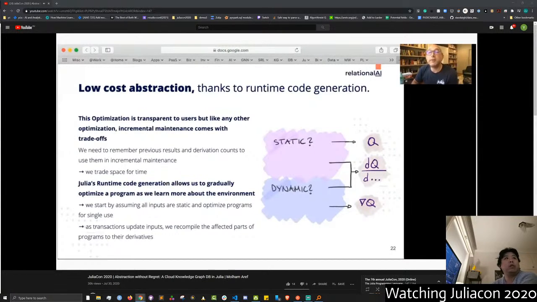Ideally, we don't want the user to have to worry about these trade-offs, and users shouldn't need to know anything about incremental maintenance other than it just works. And Julia helps us with this because it makes it easier to gradually optimize the program as we learn more about how it's being used. So we start off by assuming that all inputs are static, unchanging, and optimize the program for single use. But as transactions come in and start to update the inputs, we recompile the affected program fragments to their derivatives, and then start keeping track of the counts in order to do efficient incremental maintenance. Okay.